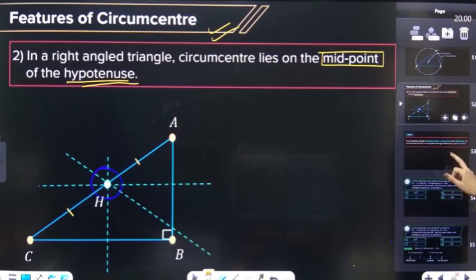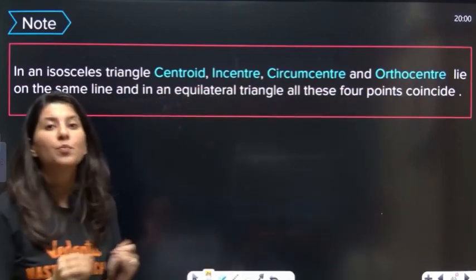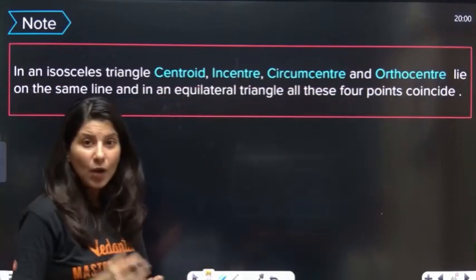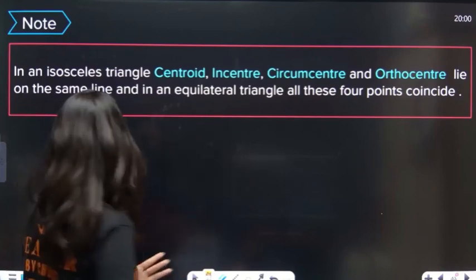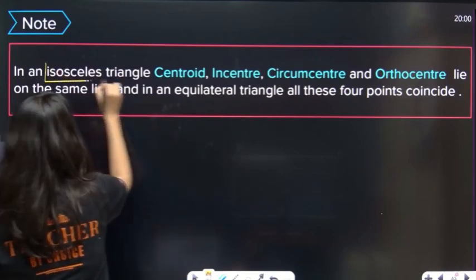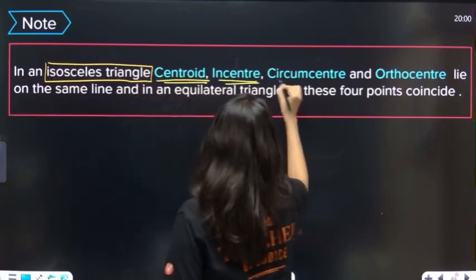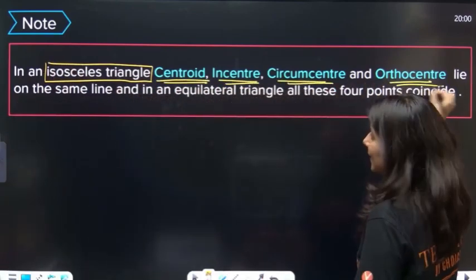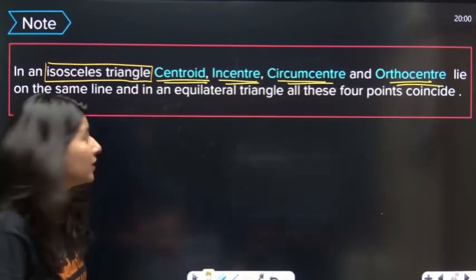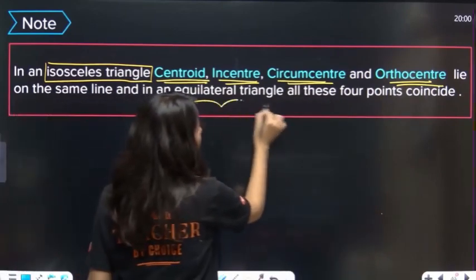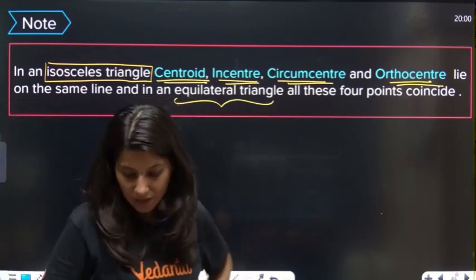Okay. Now one very important fact about centroid, incenter, circumcenter and orthocenter. In an isosceles triangle, the centroid, incenter, circumcenter and orthocenter lie on the same line. And more importantly, in an equilateral triangle, all these 4 points coincide.